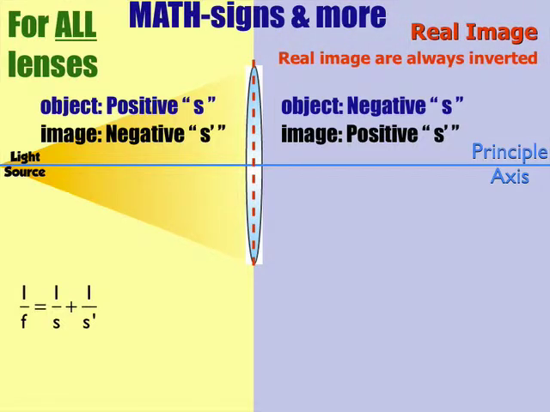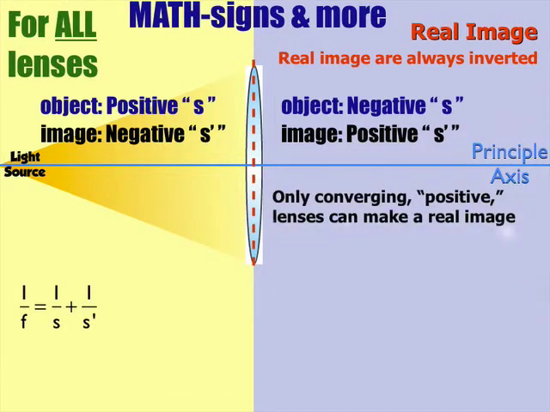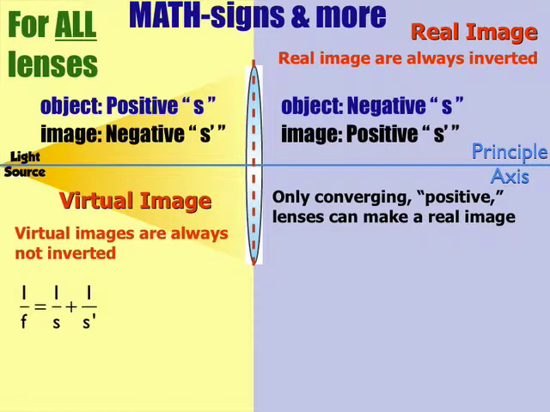Real images are always inverted, so that's a nice piece of information to find. So if I figure out it's a real image, knowing it's a positive s prime, I know that it's also inverted. Only converging or positive lenses can make a real image, so that can also help me out. A virtual image appears where the light doesn't belong, so when you get a negative s prime, that's a virtual image. And virtual images are always upright, or they're not inverted. You can think of it that way, as they never flip over.